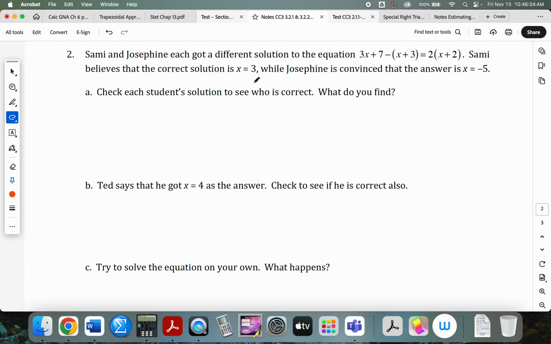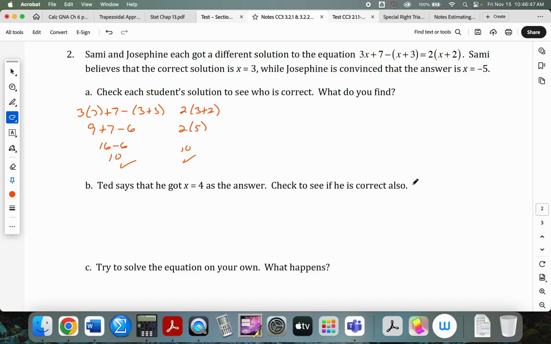So let's check. Sammy believes the solution is 3. So we're going to have 3 times 3 plus 7 minus 3 plus 3. So it'll be 9 plus 7 minus 6. That's 16 minus 6 is 10 on the left side. On the right side, we've got 2 times 3 plus 2, which is 2 times 5. That's 10. They both came out to be 10. So Sammy's right.